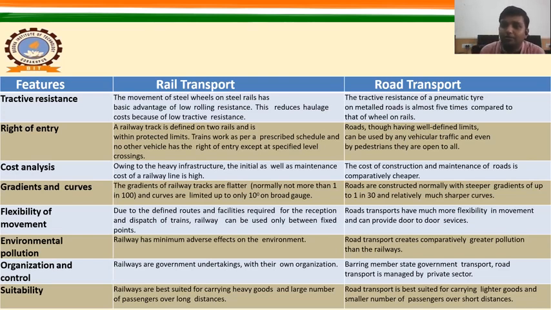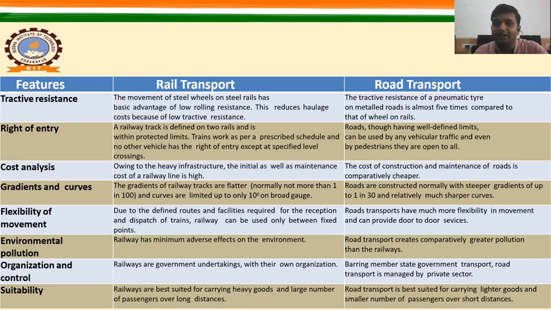But on the road, though there is a well-defined limit, it can be used by any vehicular traffic and even by pedestrians. They are open to all. Right of entry in the case of rail transport is not open to everyone. But in road transport, it is open to everyone. If you are traveling on a road, anyone can come in your way, even any stray animal, any person, or other vehicle can come into your path. But this is not the case with rail transport, right?